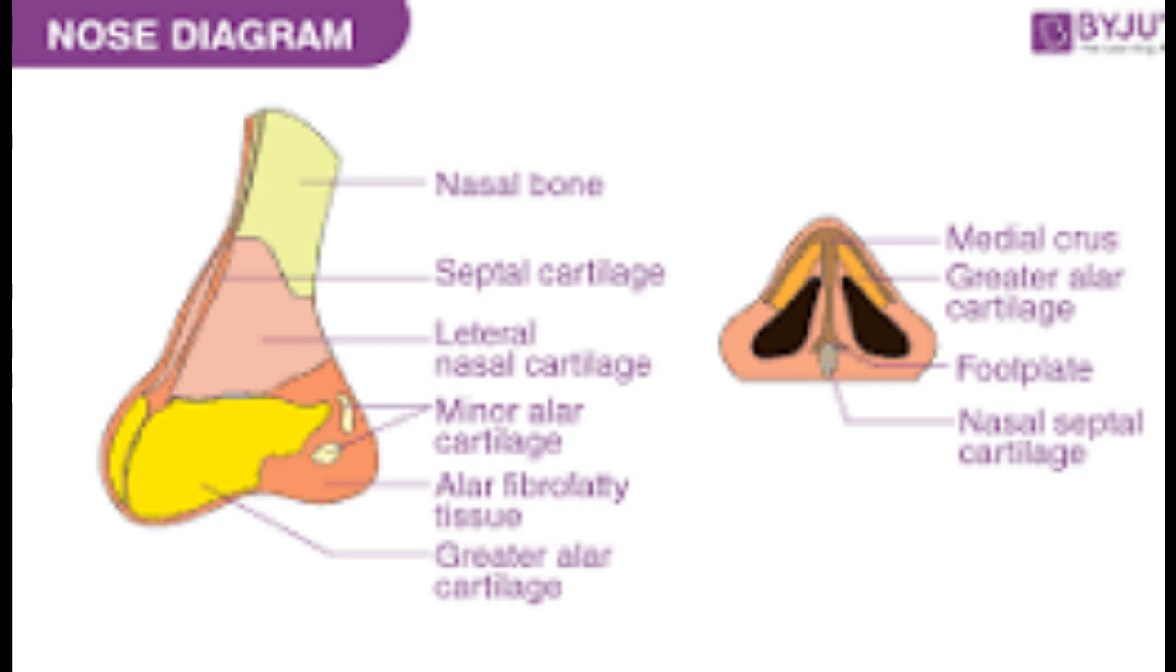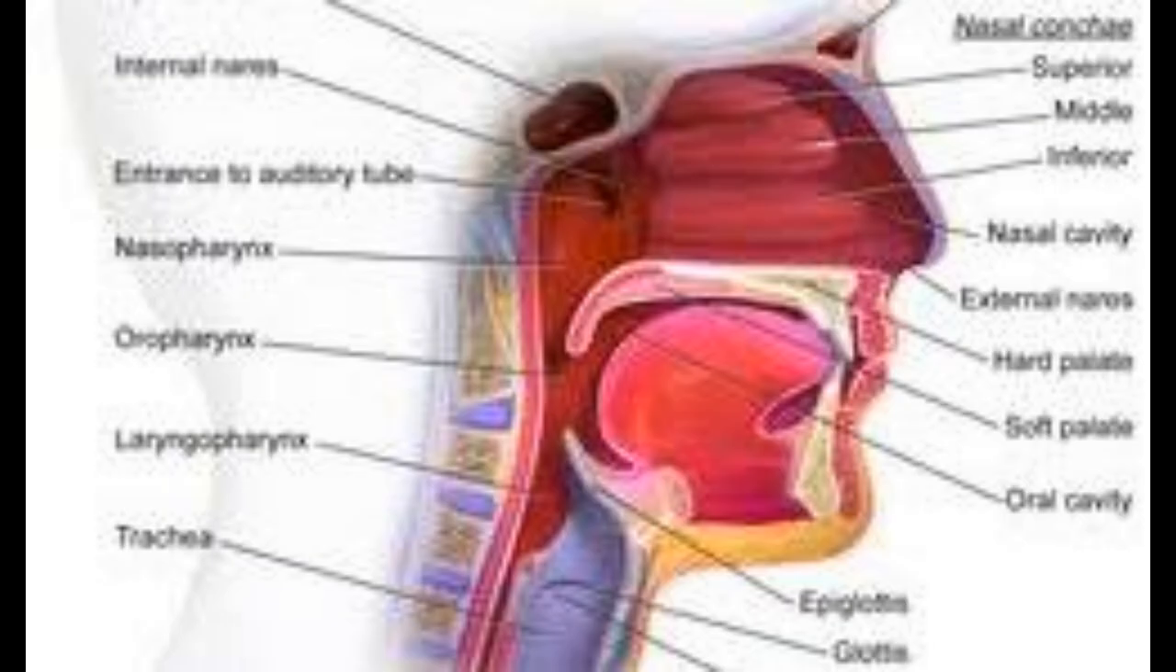4. Mucus production. The nasal mucosa produces mucus, which traps dust, bacteria, and other particles, helping to prevent infections. 5. Olfaction. The nose is responsible for detecting odors, which is closely linked to the respiratory system.